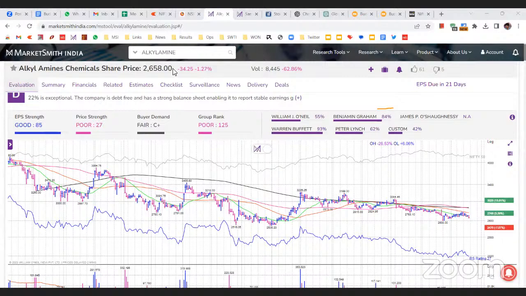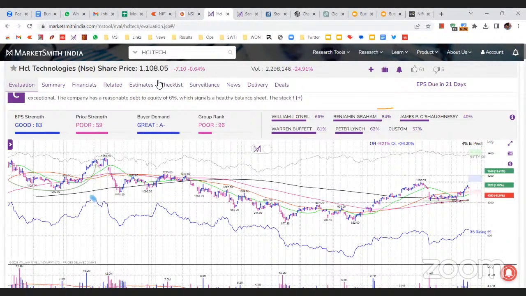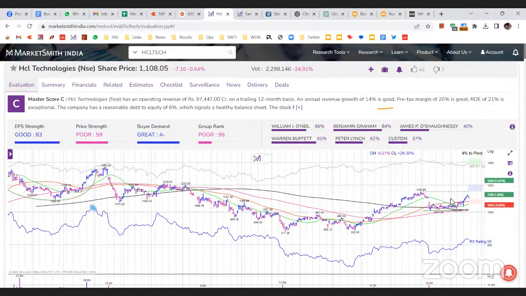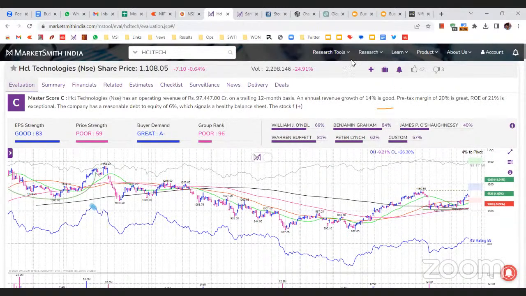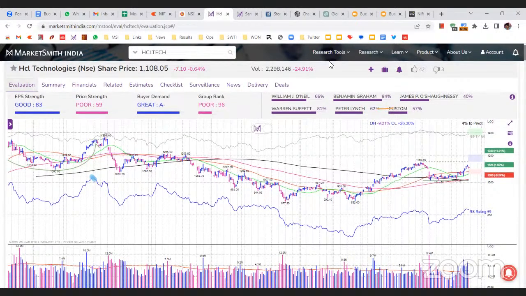I'll take some queries now. HCL Tech. Tech companies have come out with their December quarter results. The stock is currently forming a stage one flat base, and it is forming the right side of the base pattern. Volume on the right side is also very good, which indicates very constructive action happening in the stock. A positive sign on the base formation front.